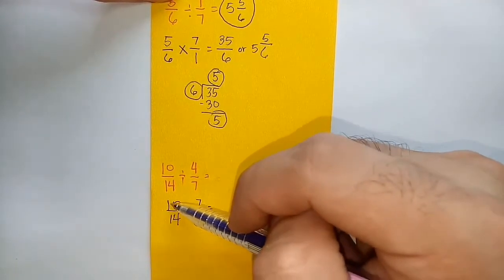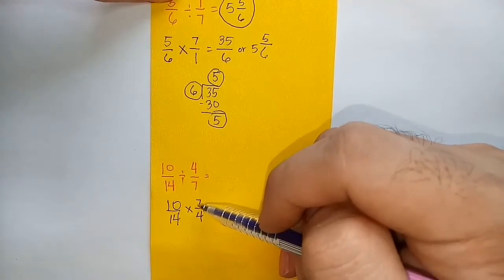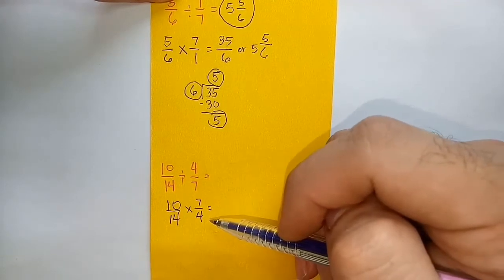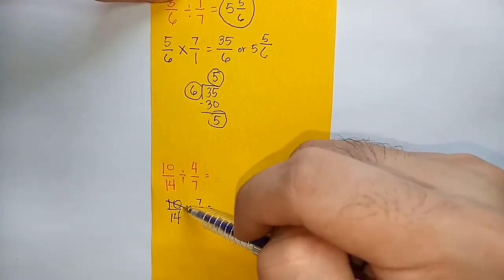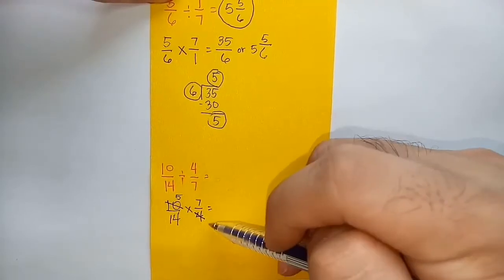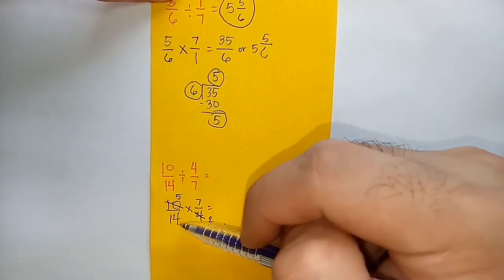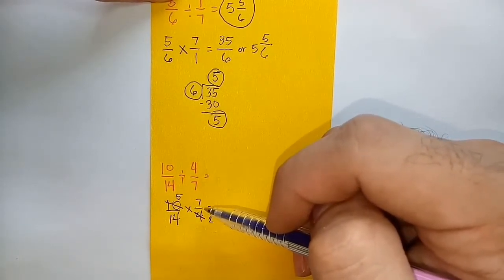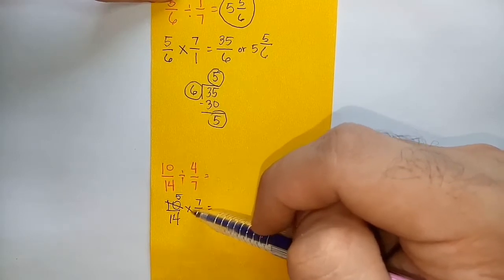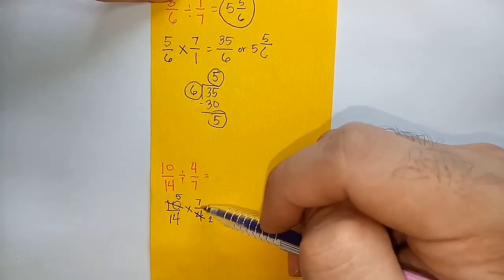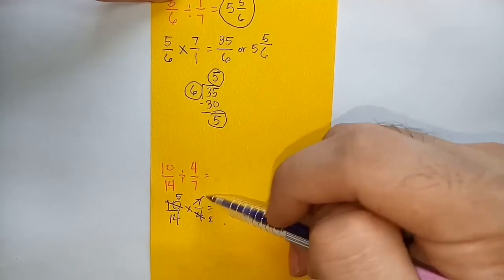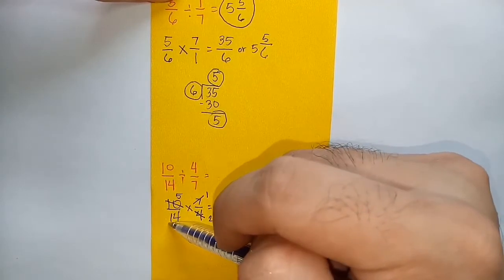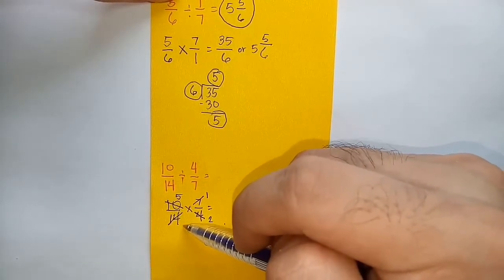So, meron ba tayo dyan pwede ipag-cross-cancellation? Okay, meron. Actually, itong diagonal ay pwedeng i-cross-cancel. So, anong mangyayari sa 10 at 4? I-divide sila sa 2, kaya ito ay magiging 5, at ito ay magiging 2. Para naman sa 14 at 7, hahanap tayo ng GCF para ma-divide sila, o kaya naman i-lowest term mo yung 7, 14. Yung 7 magiging 1, dahil yung 7 i-divide sa 7, 1. At ang 14 i-divide din sa 7, kaya siya ay magiging 2.